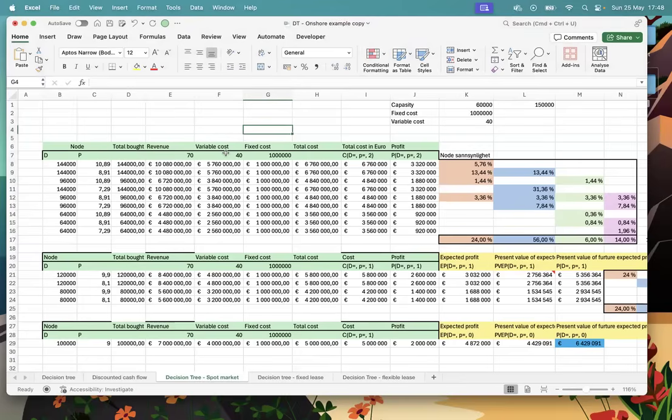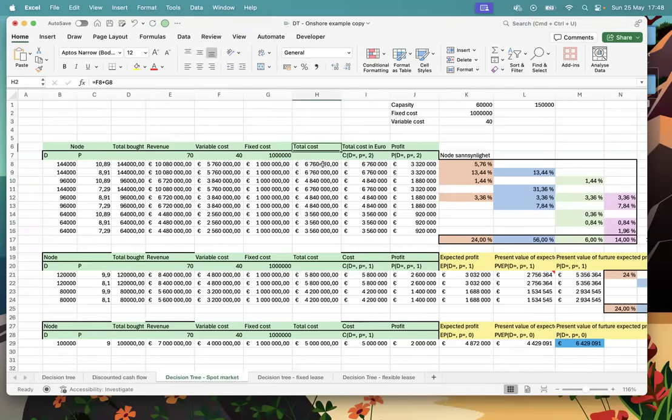Next we have our variable cost, the cost to produce each panel. It's 40 euros for each panel, so we take whatever we have produced, 144,000, times 40, and we get this value. And then our fixed cost was 1 million euros. So I put 1 million here and just drag it down for the fixed cost. These two are the same, so disregard this.